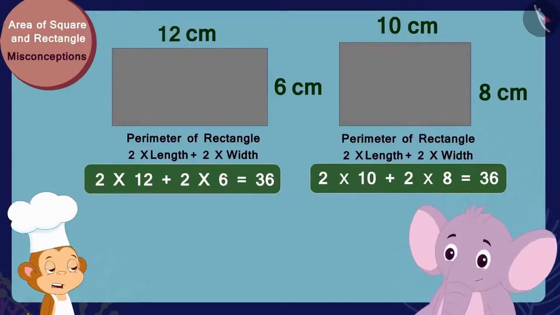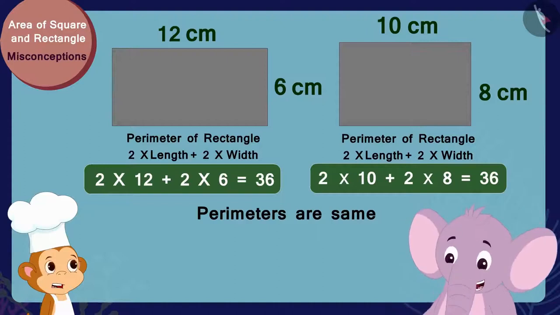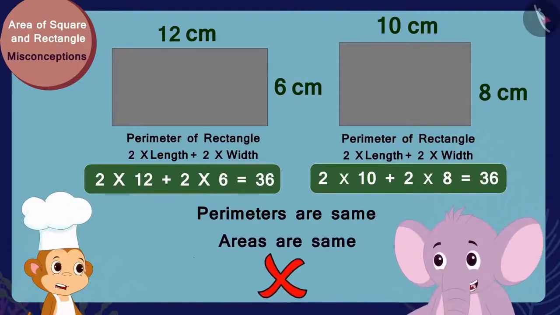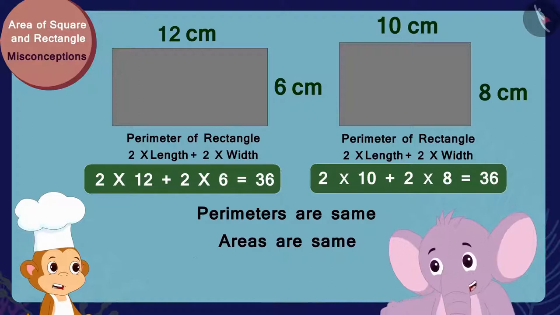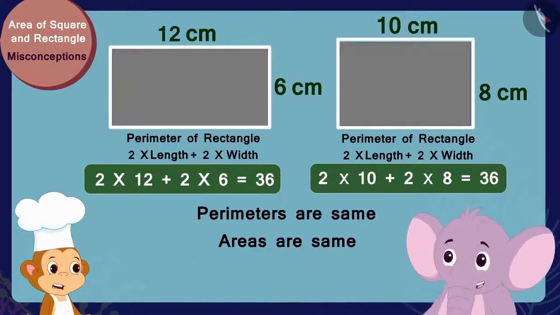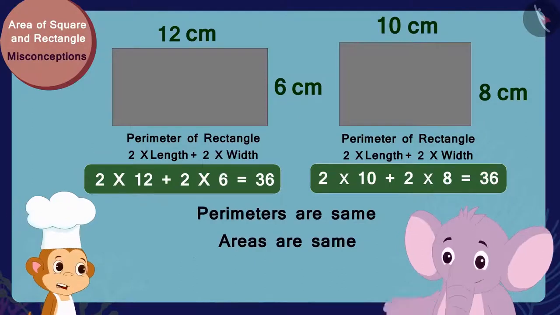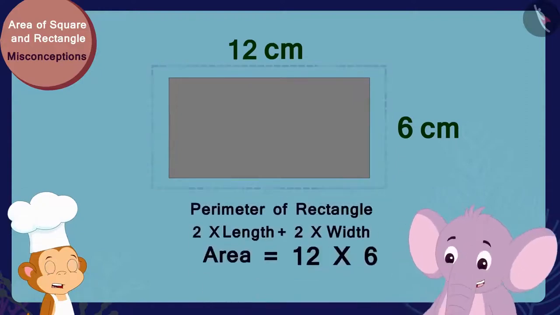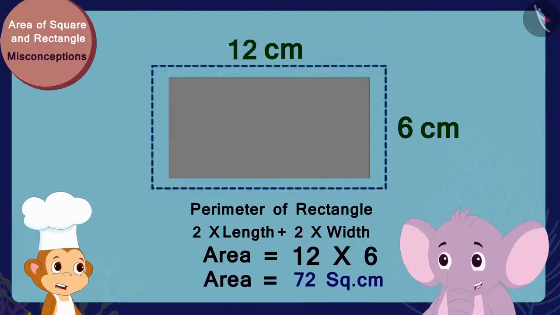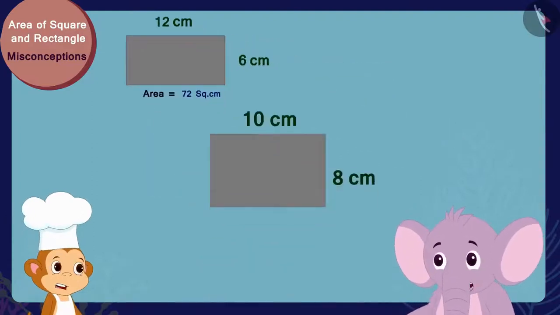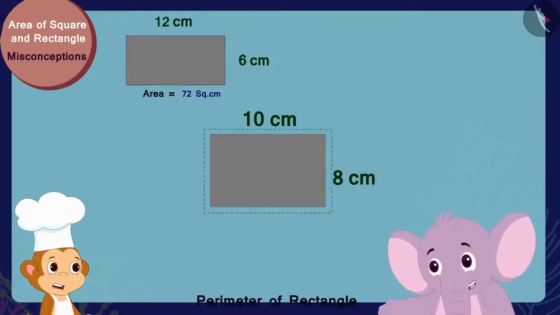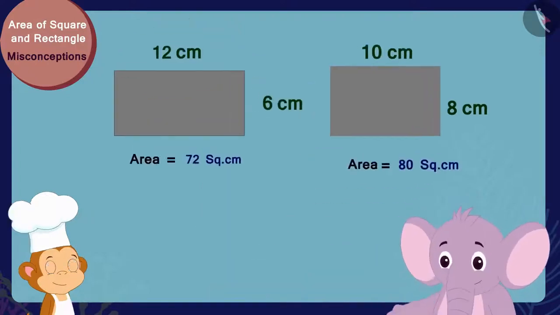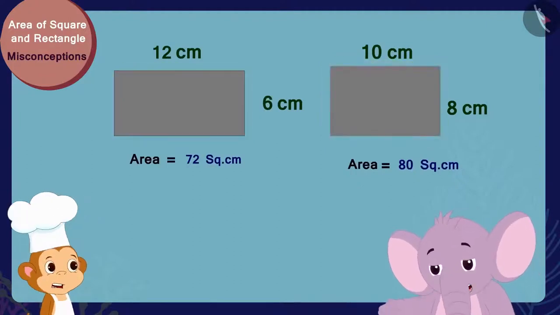Babban, it is not necessary that the areas of two rectangles having equal perimeters would also be the same. So, it is not necessary that because the perimeters of these two trays are the same, their areas will also be the same. Look, the area of this rectangle shaped tray will be 12 times 6 or 72 square centimeters. And the area of this rectangle shaped tray will be 10 times 8 or 80 square centimeters. So, this tray is bigger than this tray.